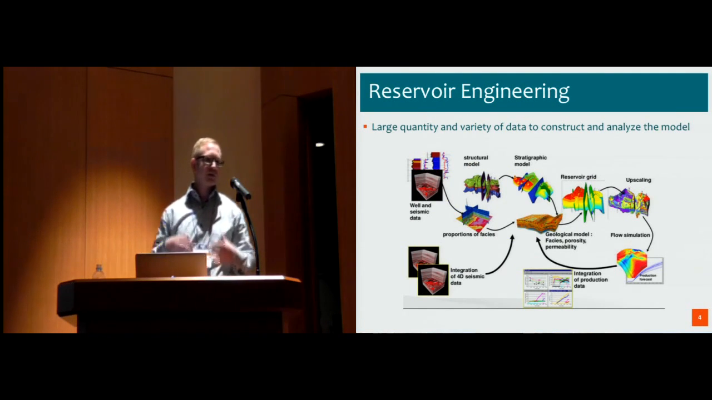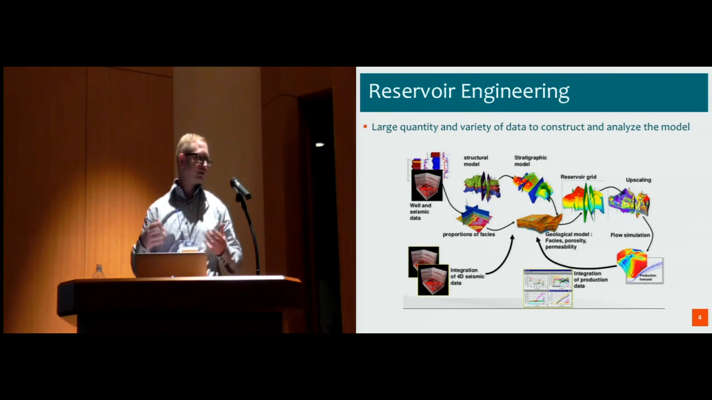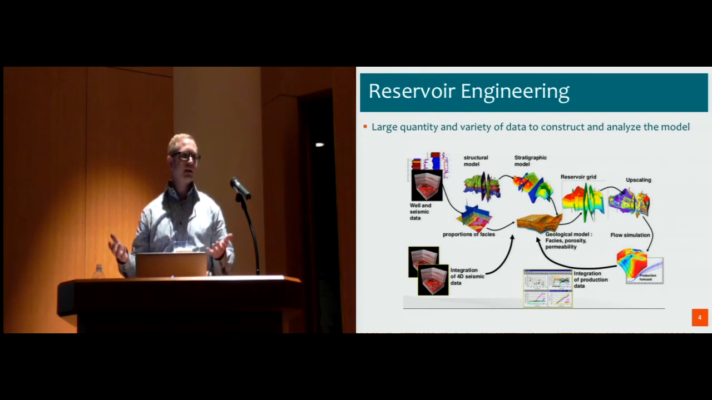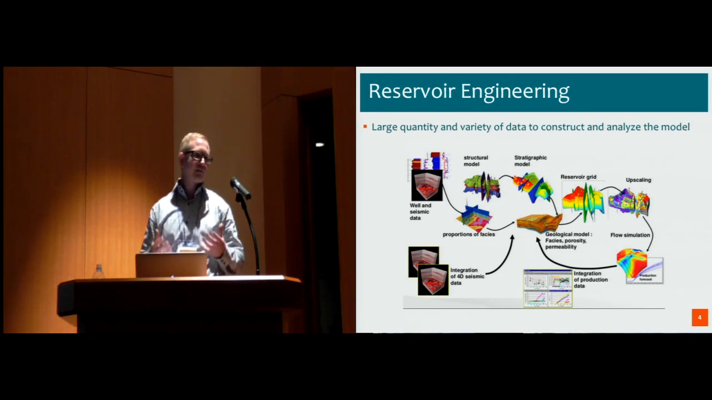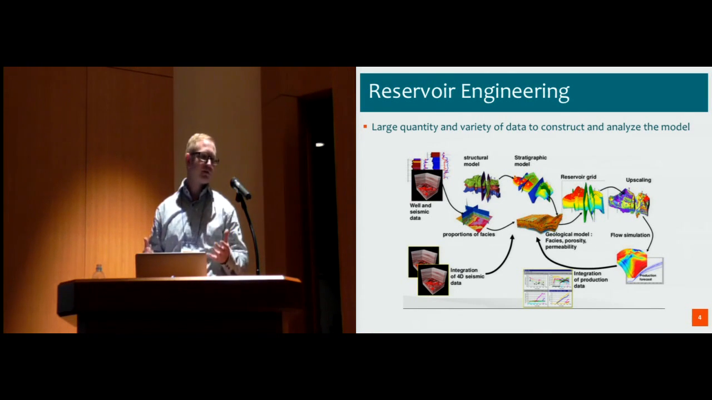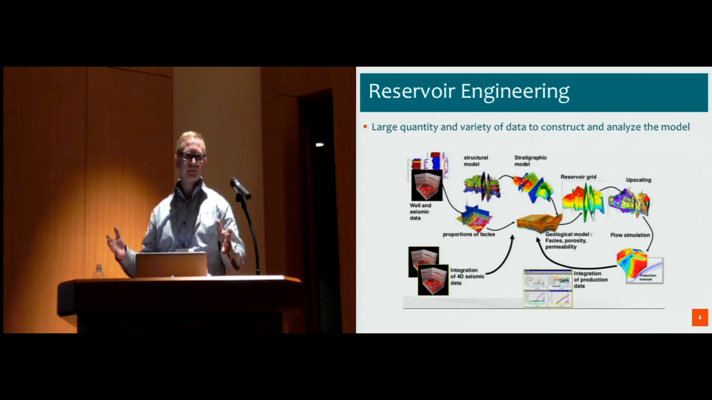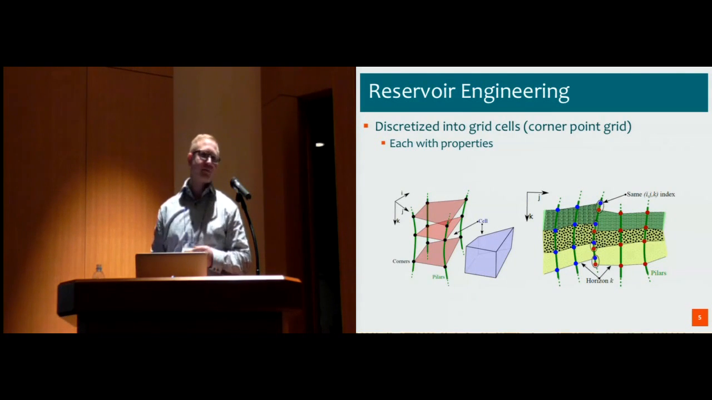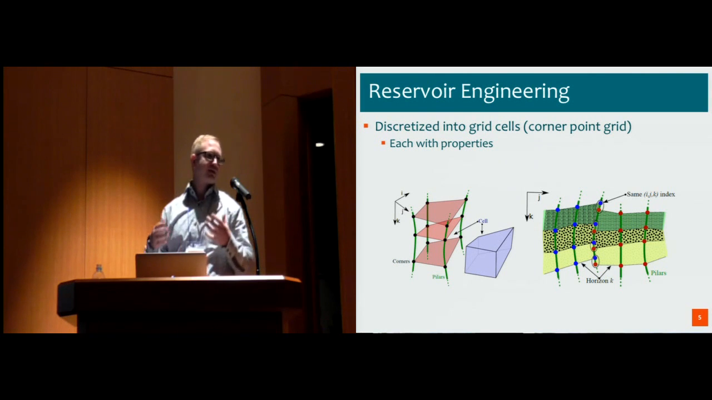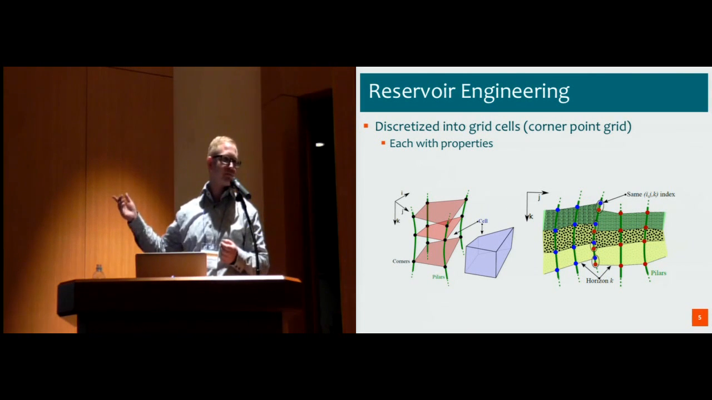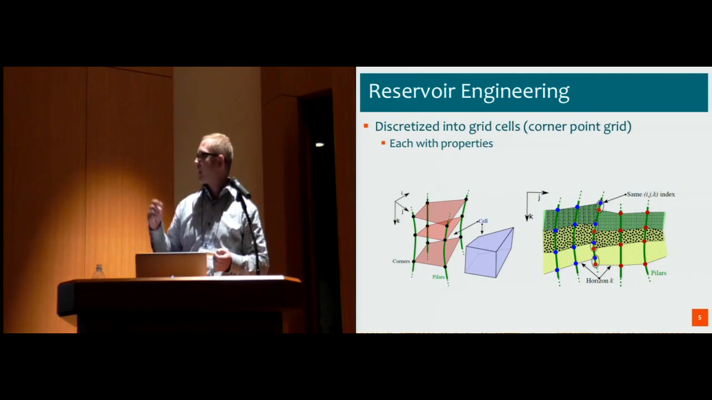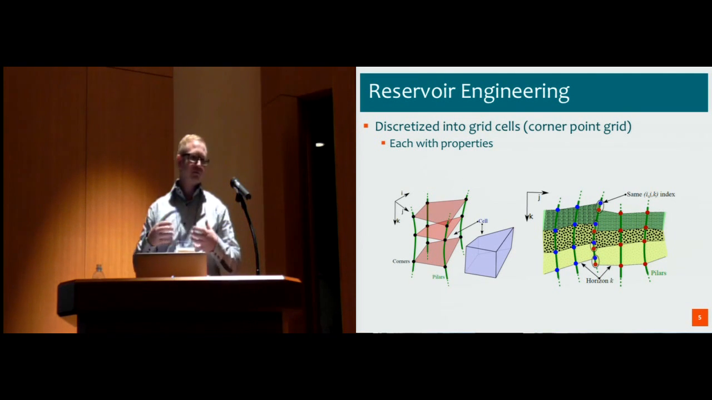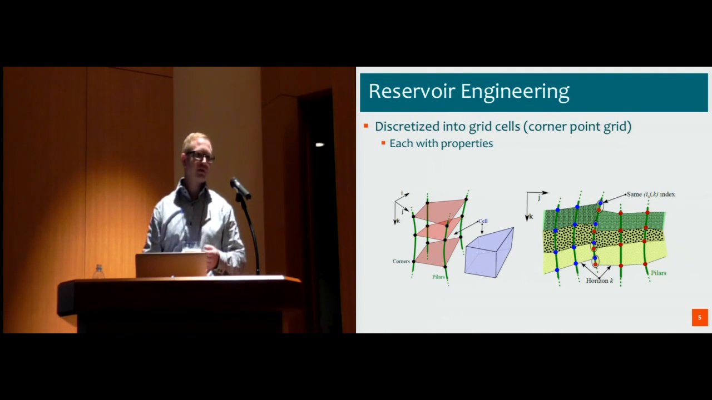There's a lot of data that goes into building a reservoir model. It comes from things like seismic data, well data, a variety of different sources. But then it's all blended together mathematically to create a probabilistic representation of the subsurface. This subsurface representation is then discretized into grid cells. Each grid cell has various properties that can affect fluid flow, and it has to be able to represent geological phenomena such as faults and discontinuities.